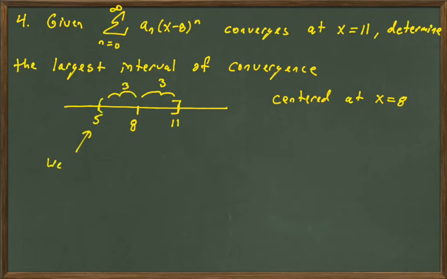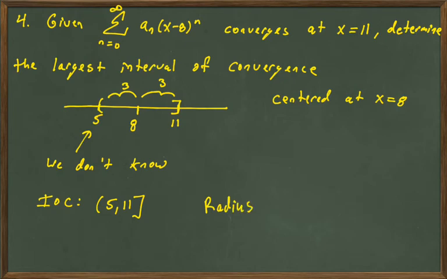So we don't know about that endpoint at 5. Our interval of convergence here is going to be 5 to 11, including 11, not including 5, and our radius is going to be 3. We would need to know more about the sequence a sub n in order to have an idea of the convergence at 5. Okay, let's look at another example.